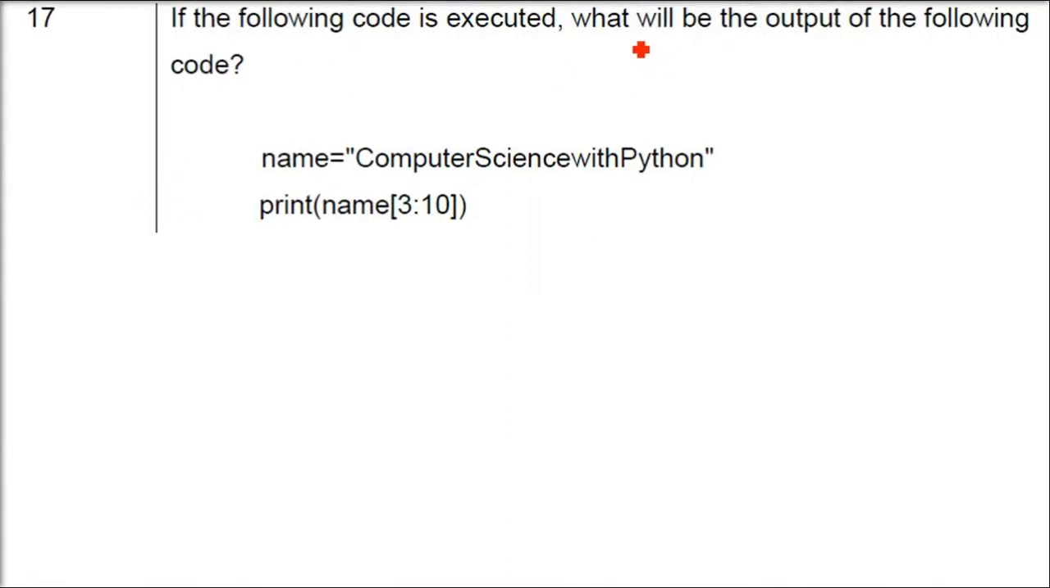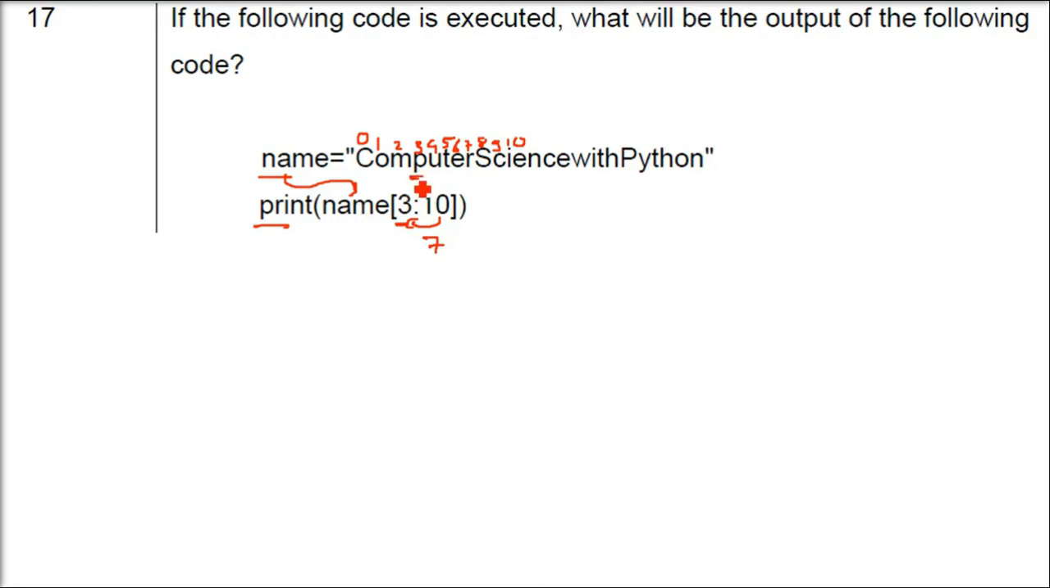If the following code is executed, what will be the output? Now name is computer science with Python. You want to print name[3:10]. Now this is a square bracket. So what do you get? You have to start with 3 and end at 9, because 10 minus 3 is 7. So only 7 characters. 0, 1, 2, 3, 4, 5, 6, 7, 8, 9, and 10. It's enough till 10.